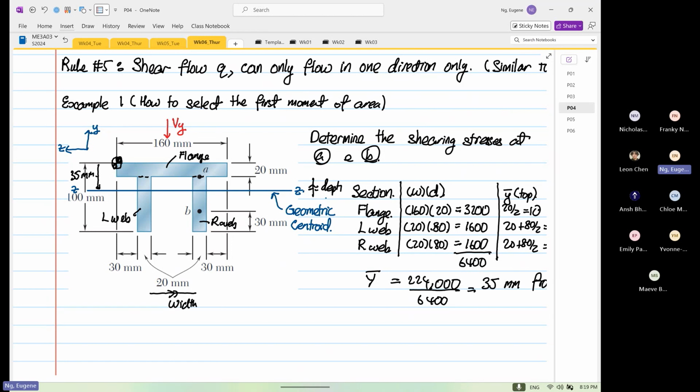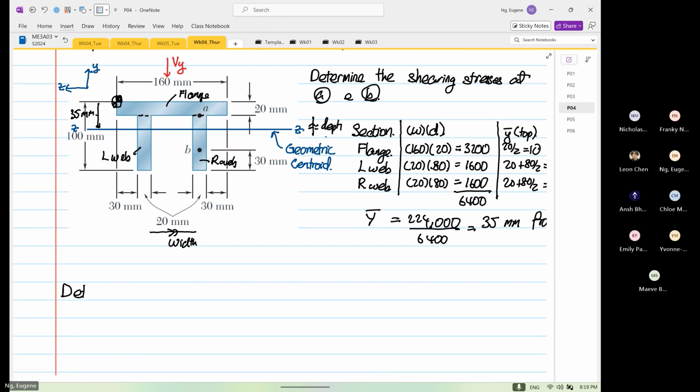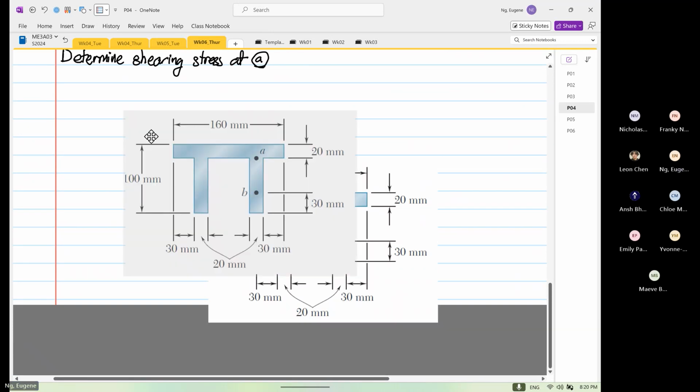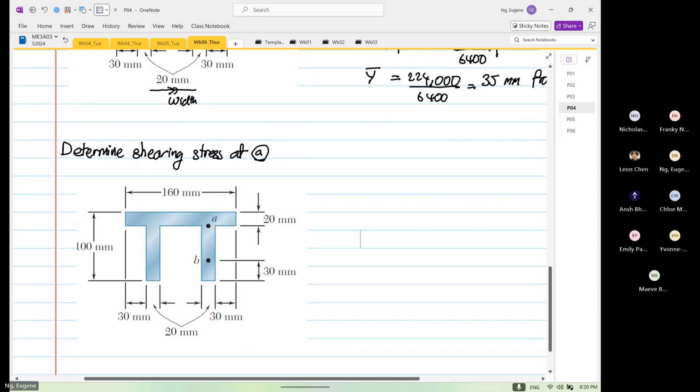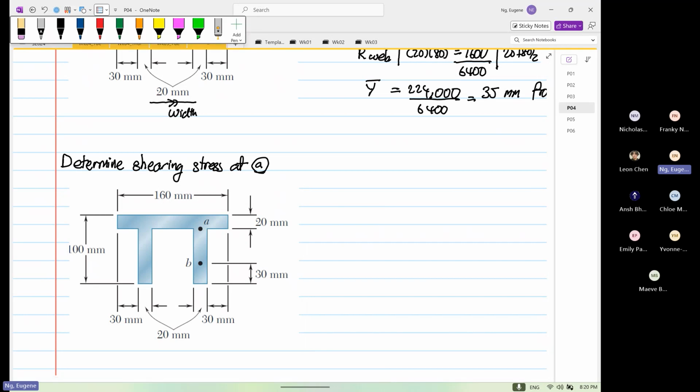So if we're going to find the next thing, we're going to determine the shearing stress at point A. Okay, at point A. So this is straightforward at point A, right? So when we sketch our shear flow, right, our shear flow will look like this.